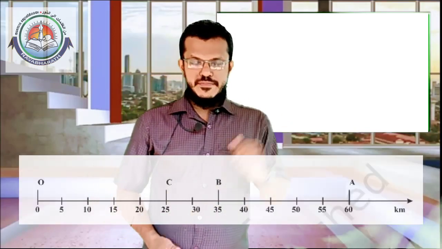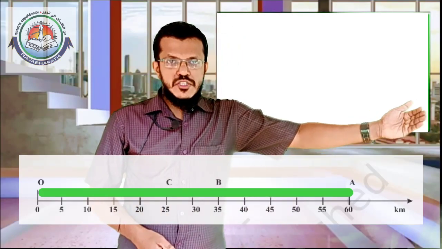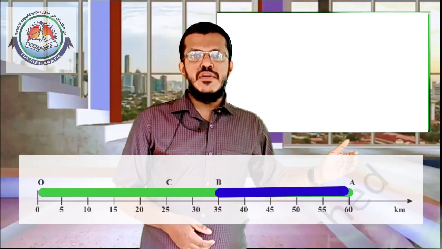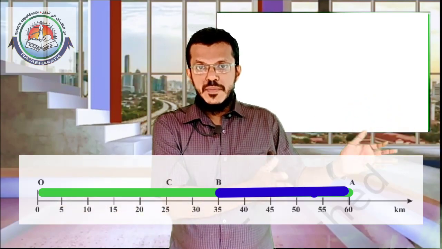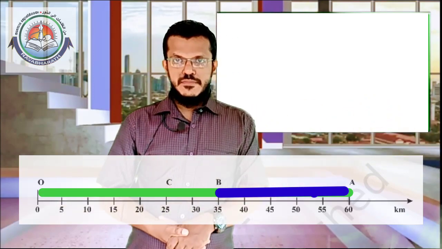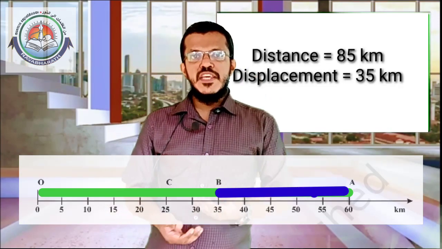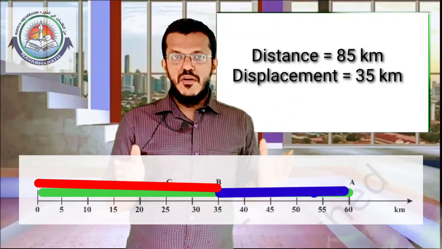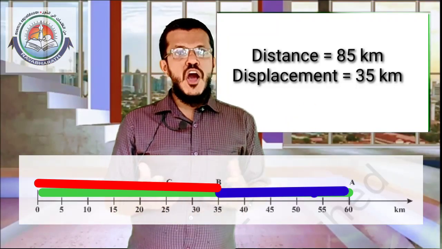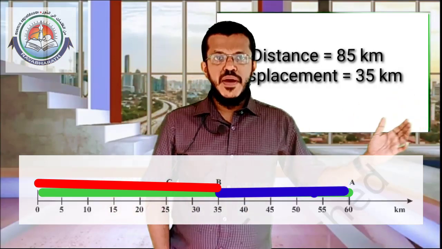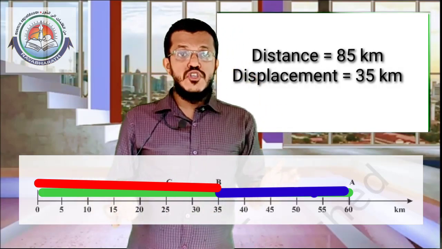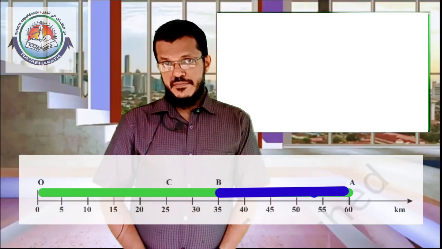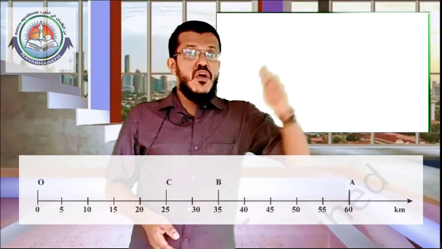In another case, during this motion the car travels from O to A and then travels back to B. The distance covered is 60 kilometers plus 25 kilometers, that is 85 kilometers. Here the displacement covered by this car is 35 kilometers only. That means displacement is not equal to the total path length covered by this body. Displacement is the shortest distance, or straight line distance, from the initial position to the final position of the body.